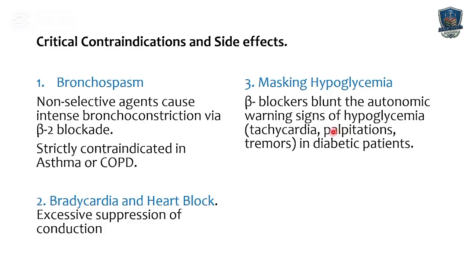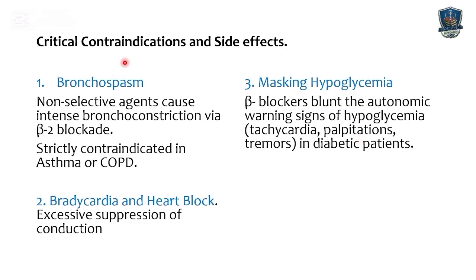So if you block the sympathetic outflow by the beta blockers, the client may not be aware that he or she is having hypoglycemia. So they mask the hypoglycemia, and the client may realize late when the hypoglycemia becomes severe. So you have to remember, using this drug may mask hypoglycemia, especially for those clients who are diabetic. Don't forget that. So those are the 3 contraindications: bronchospasm, bradycardia, heart block, and masked hypoglycemia.